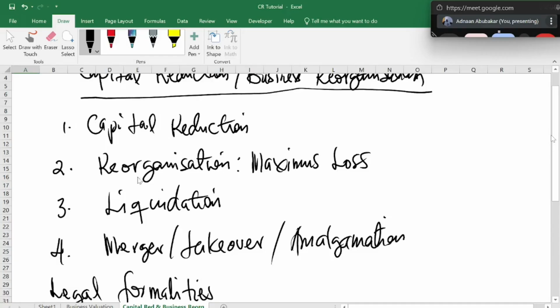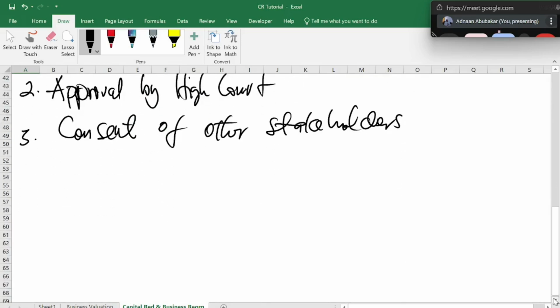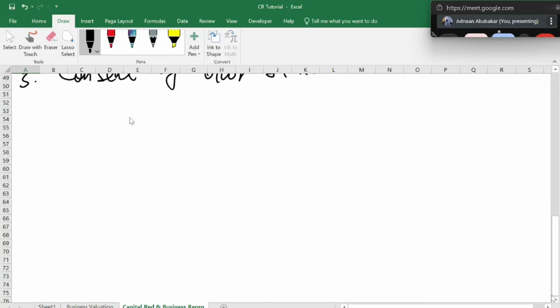All right. So let us look at the first one. The others will also follow on subsequent days to come. Let's look at the first one, capital reduction. Now, when the company decides to settle on a scheme like capital reduction, what happens?